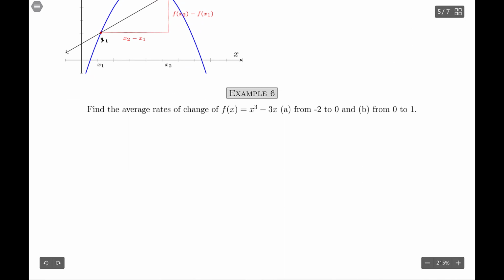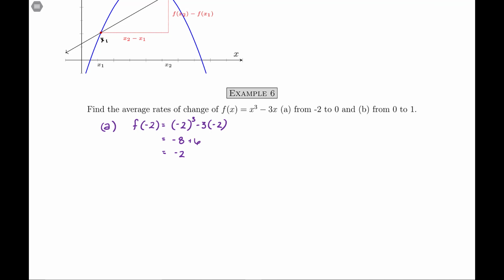So for example 6, find the average rates of change of f of x equals x cubed minus 3x from negative 2 to 0. So for part A, the first thing we want to do is evaluate the function at negative 2. And then we simplify. Negative 2 cubed is negative 8. Negative 3 times negative 2 is positive 6. And we get negative 2. We also need to evaluate it at 0. And that's just going to be 0.